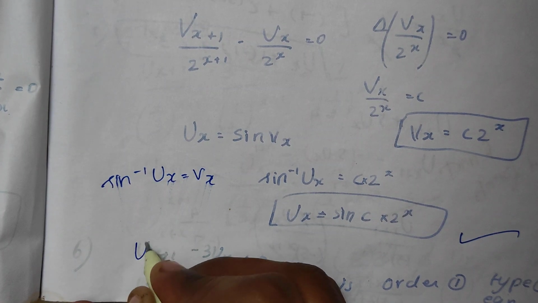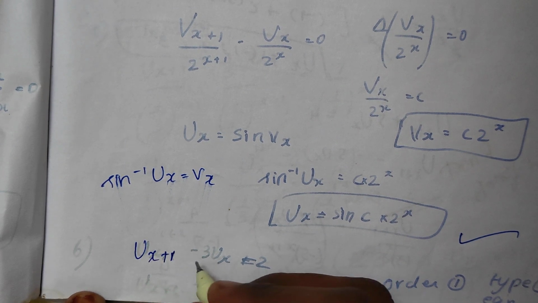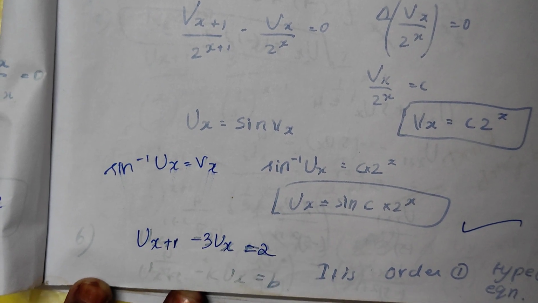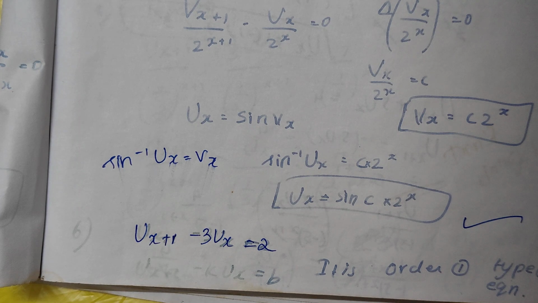Then we are going to see one problem based on type 2. So see here, we are having a constant. Instead of 0 we are having a constant, right?